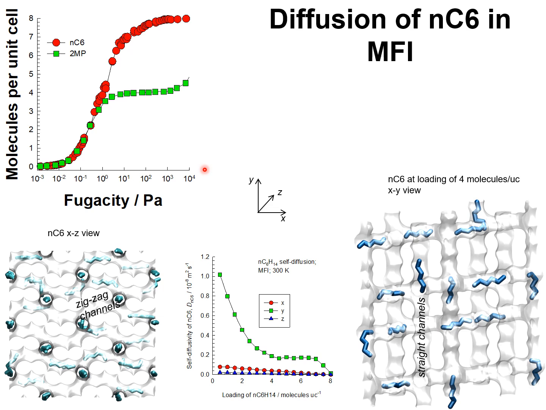Another point to note is that normal hexane has a molecular length that is commensurate with the distance between two intersection sites. For example, this is the view from the top. It is the XZ view to show you the zigzag channels, and the distance between the two intersection sites is practically the same as the length of one normal hexane molecule.